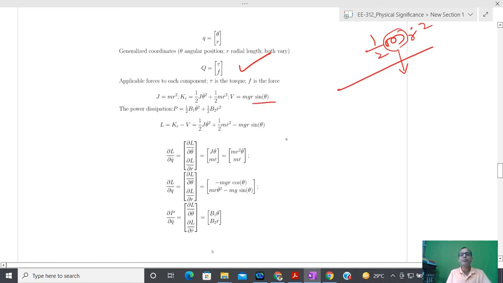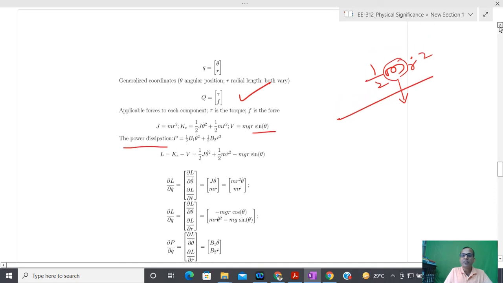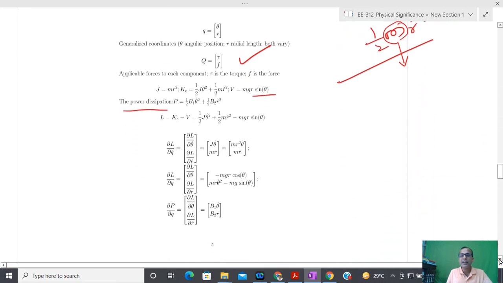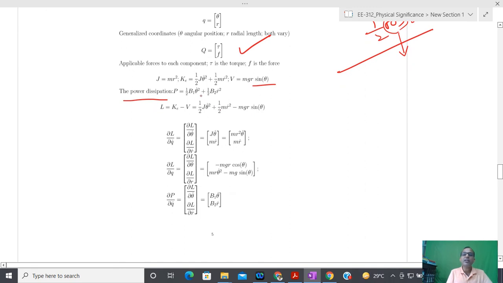Now I also have to identify some kind of dissipation term. Two kinds of dissipation occur. One, since this length is changing, some kind of friction force is generated. Second, something is rotating, so again some kind of friction force comes into the picture. One is due to theta dot and another due to r dot, because as we have seen, whenever a dissipation force comes into the picture, it is due to the rate of change only, and that I have identified.